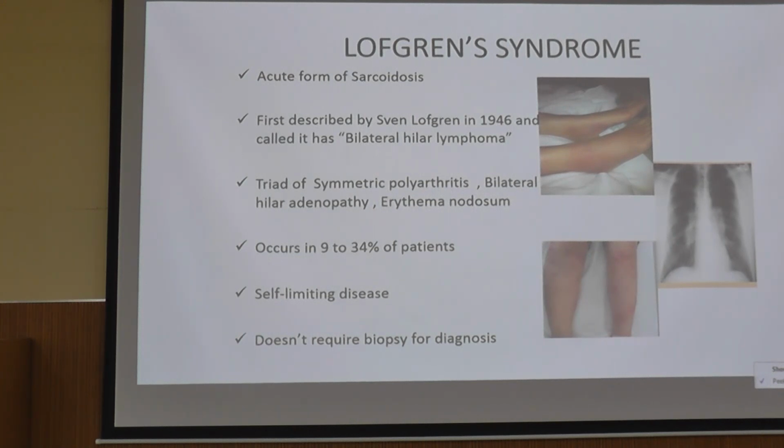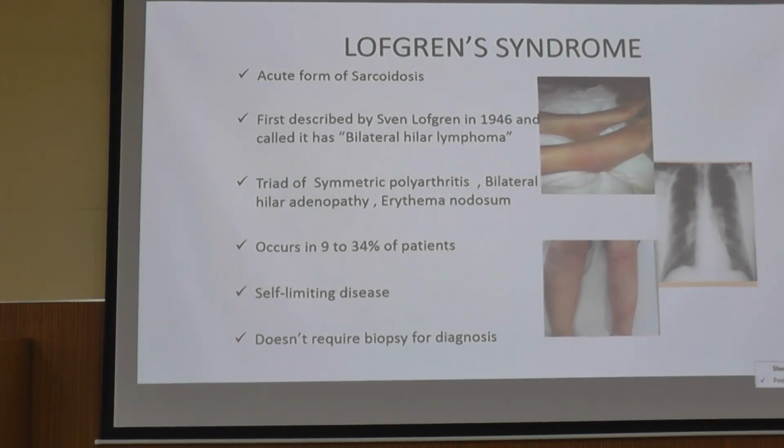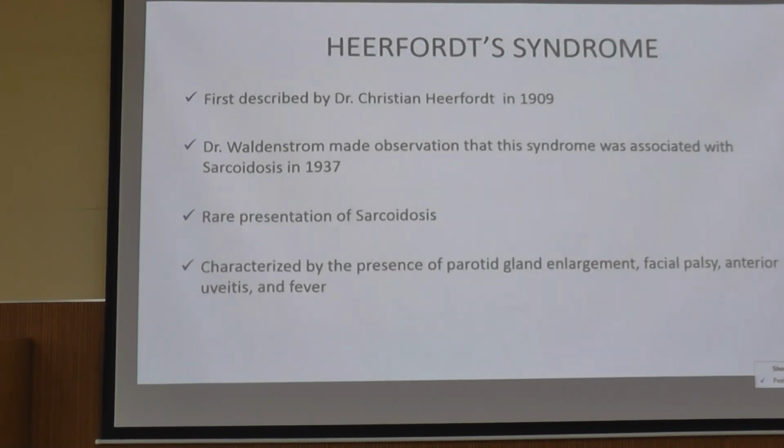The main complaint will be some cough and cold, and particularly the erythema nodosum, some of these features suddenly developing as papular lesions, and then coming with some cough and cold, and you take an X-ray and see hilar adenopathy. Then only you are going to identify this Lofgren syndrome. Arthritis is less common. These are mostly self-limiting. It doesn't require any biopsy for diagnosis.